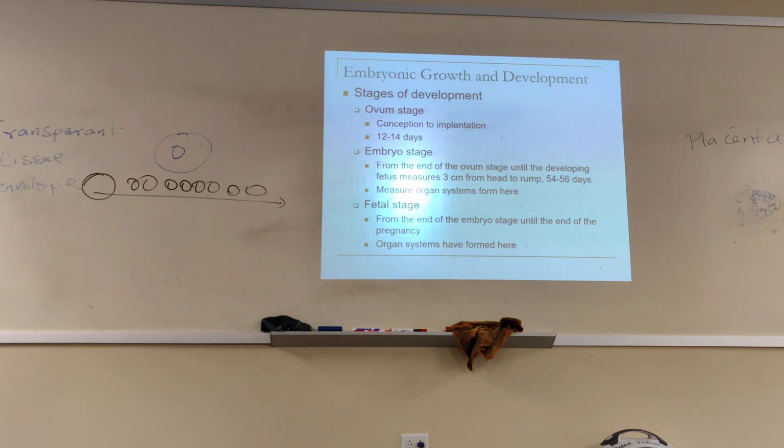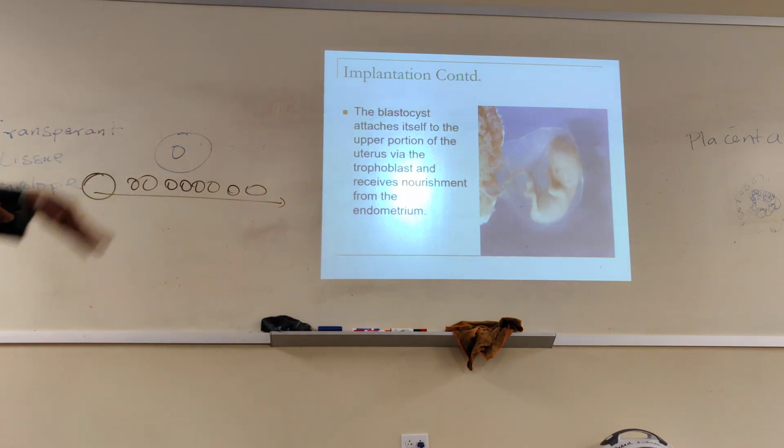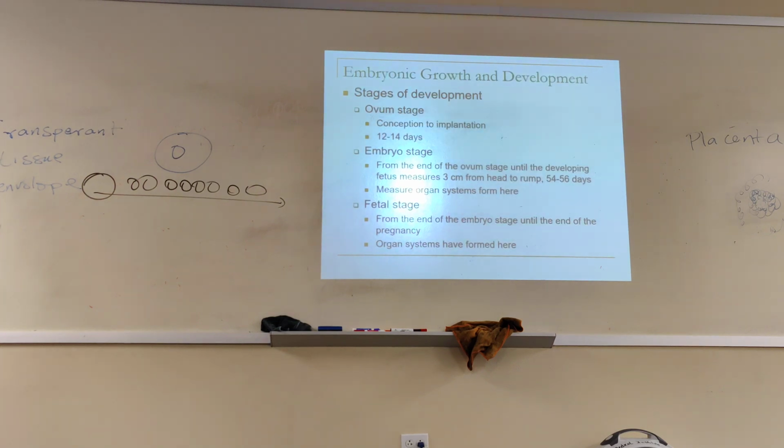And then after that, we go into the embryo stage, which is from the end of the implantation, the end of the ovum stage, until the baby measures 3 cm from head to rump. Rump is kind of like tail. You see how the baby looks? It's like the baby's got a tail. Yeah, they start off looking like that. So from head to rump, okay? And that takes about 54 to 56 days, the embryo stage.